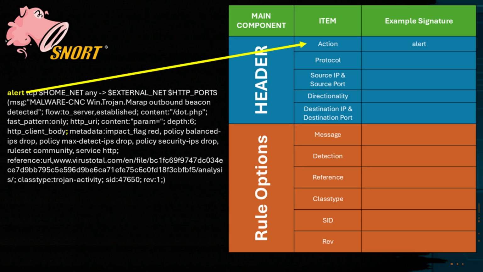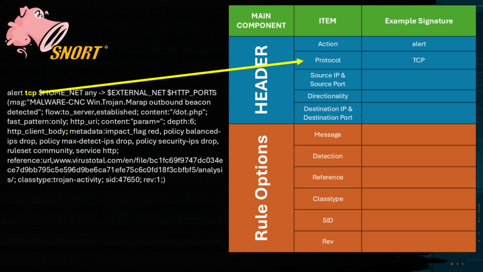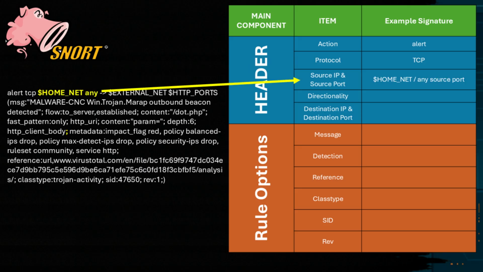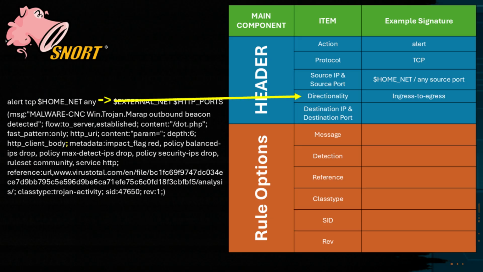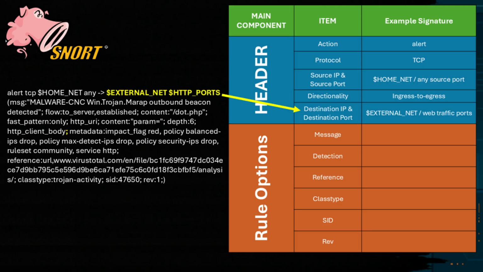First up, the rule's configured action is alert. That means Snort will generate a notification or log entry whenever this pattern is detected. The rule applies to TCP traffic originating from our protected network, represented by the variable HOME_NET. The directionality is outbound, also known as ingress to egress. Every source needs a destination. This rule flags traffic heading out to EXTERNAL_NET, which usually means anything beyond our protected HOME_NET. And we're specifically targeting outbound web traffic. Think HTTP requests heading to external servers.